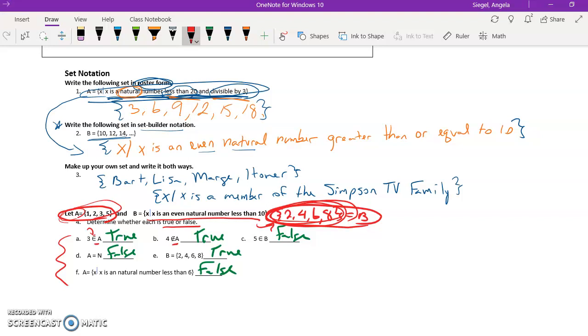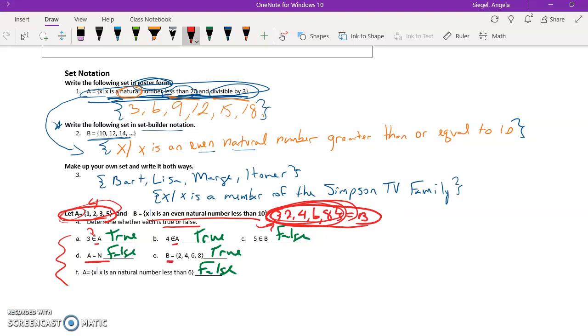A is equal to N. Okay, so we haven't talked really about equal sets. So equal sets are the exact same elements in both sets. So the set A has 4 elements. Think about the set N. So remember, set N is the natural numbers. So the set N has a huge amount of elements, right? So we have 1, 2, 3, 4, 5, 6, 7, 8, 9, 10. So those sets are not equal because what's inside the set is different. So that's false.